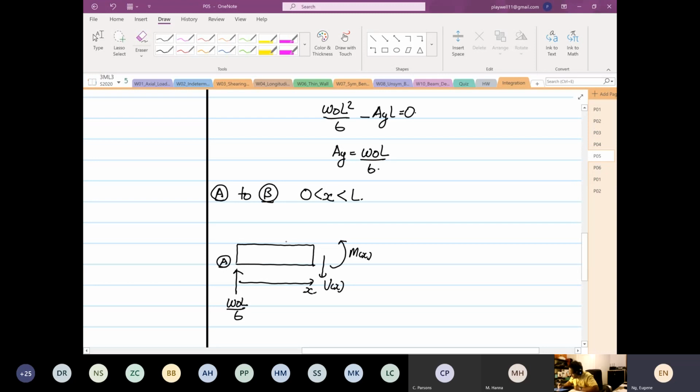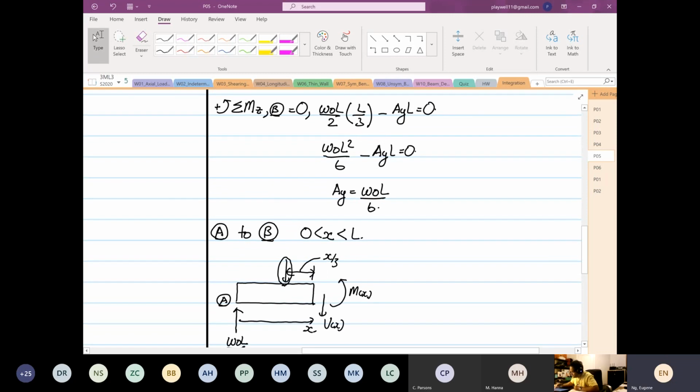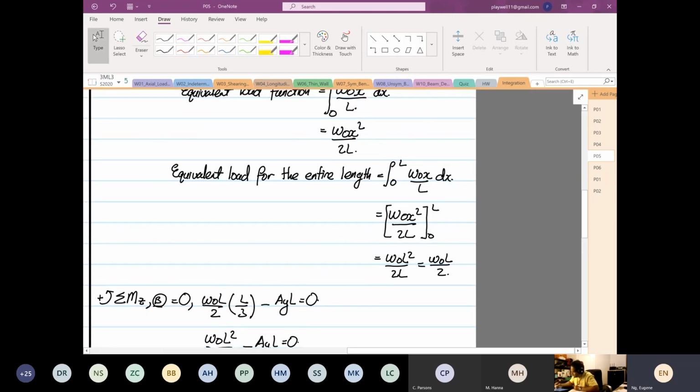So we have a load over here, and the distance from here to here, we know, is x over 3. Now, what is this equivalent load over here? The equivalent load is this expression over here: omega naught x squared over 2L. Computer not behaving again. Sorry.